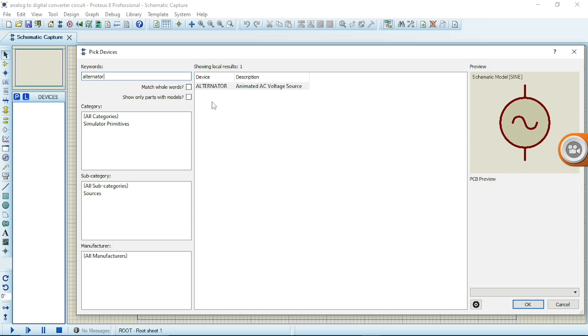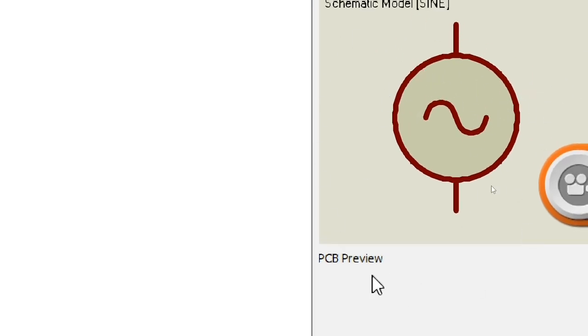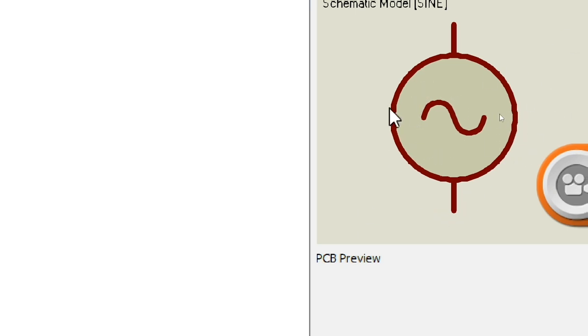alternating current. From this description we can see that the alternator is an AC voltage source, and the component picture actually tells us that this is what we are looking for. And this is the beautiful part of Proteus. You will see what you are looking for. You see the schematic symbol, and it says this is what you are looking for. I'm very certain that this is what I'm going to use, since this symbol means it gives us an alternating current.